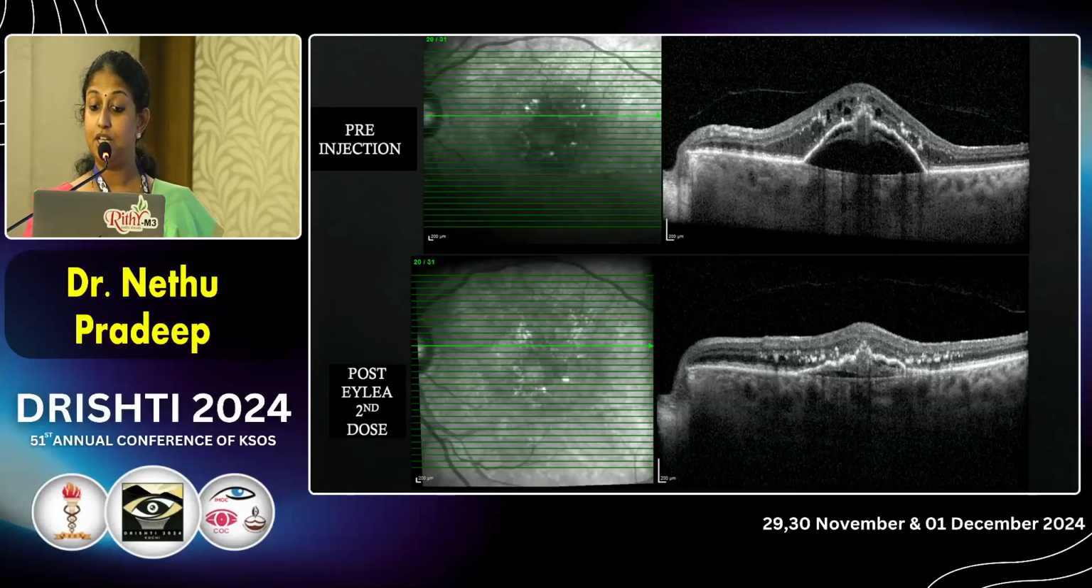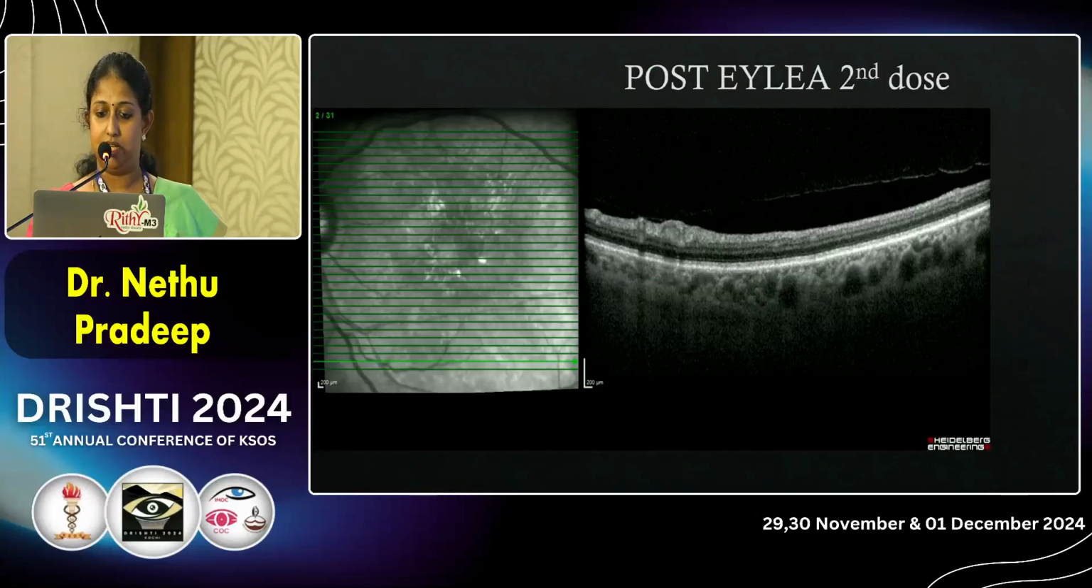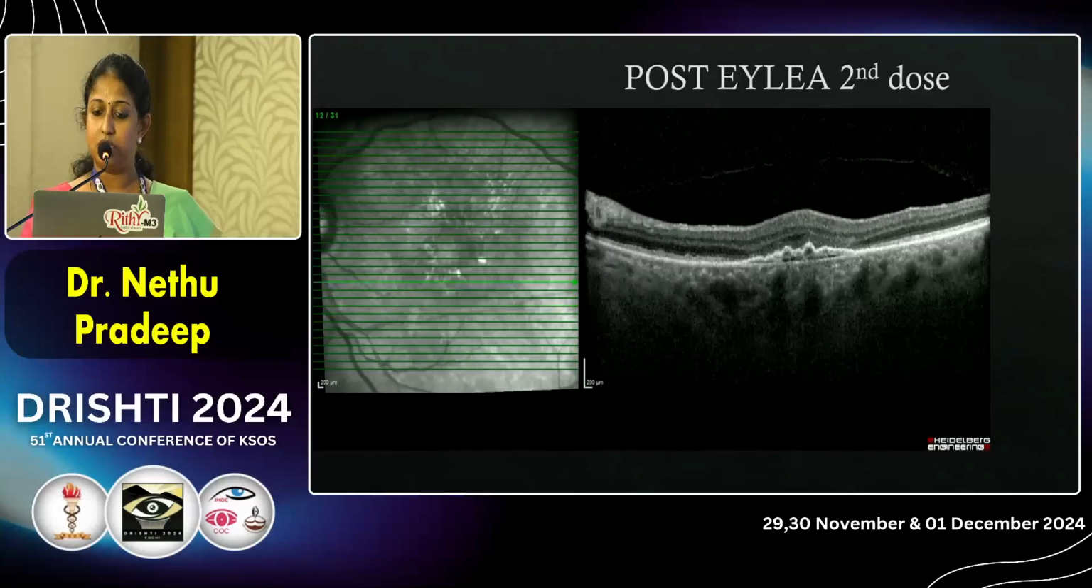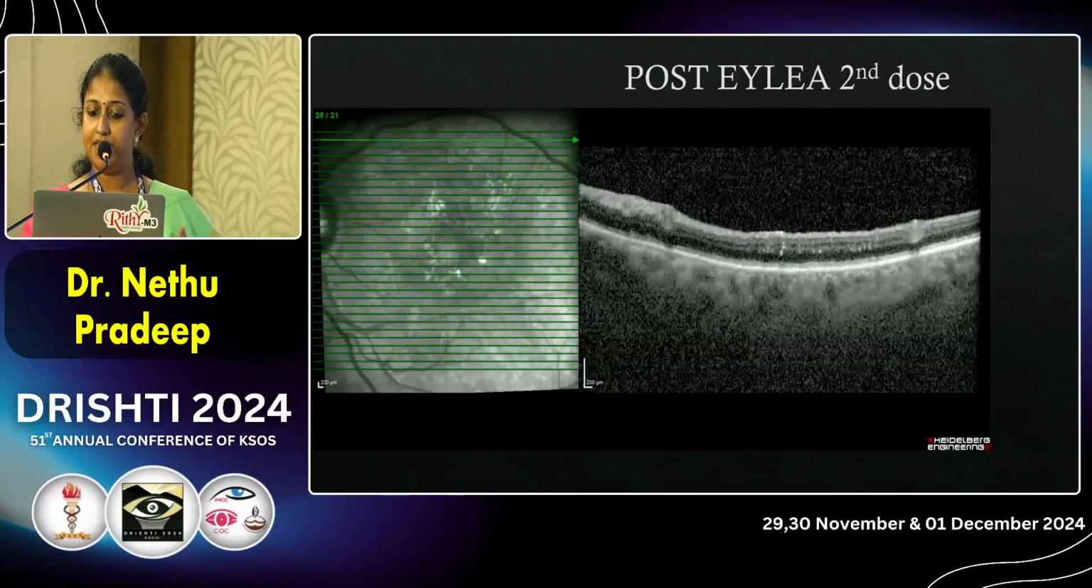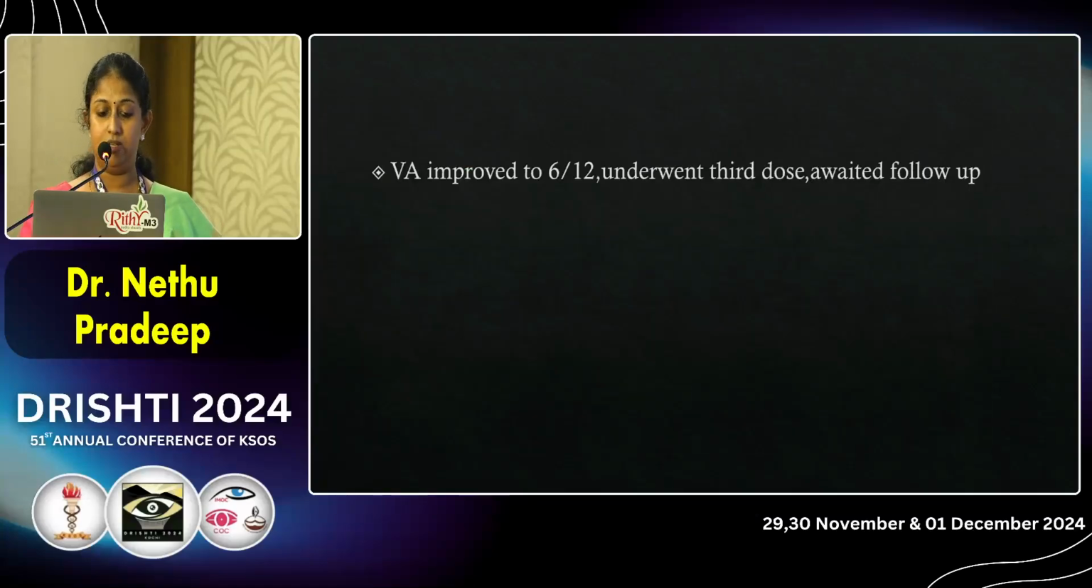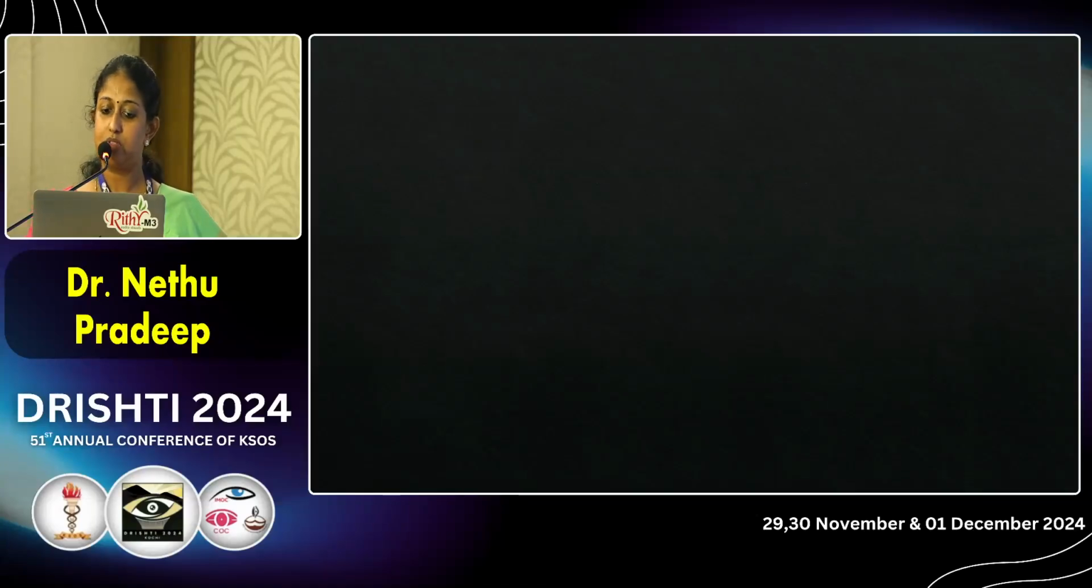So, post second dose of Eylea or aflibercept, the height of the PED has significantly gone down. The IRF has completely resolved, but there is some network which is still seen in the OCT. So, this is the OCT post Eylea second dose. You can see the PED has come down, but there is still some network. The visual acuity improved to 6/12, and the patient underwent a third dose and is awaited for follow-up.